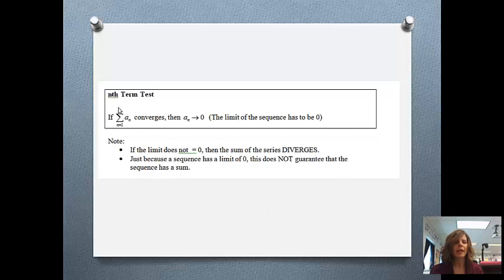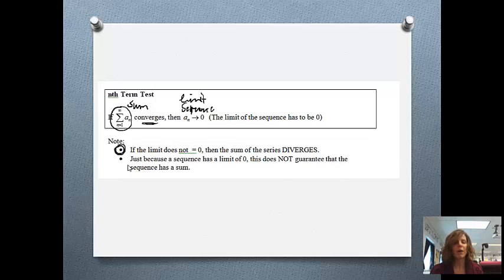If the sum of the series converges, which means if we get an answer for the sum, like 4 or 2/3 or whatever, then it must be true that the sequence approaches 0. So the limit of the sequence approaches 0 as n approaches infinity. So the limit of the sequence has to be 0. If that doesn't happen, if the limit does not equal 0, then the sum of the series diverges.